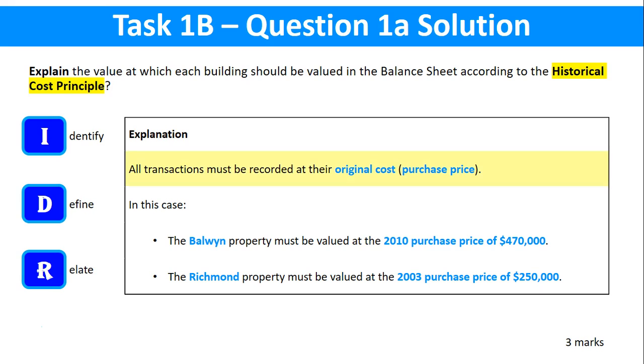Let's look at the marks for this. We'll have 1 mark for defining the historical cost principle. As we said, there's no mark for identifying here because the question's done it for us. We'll have a 2nd mark for applying this principle correctly to the Balwyn property, and a 3rd mark for applying it to the Richmond property.